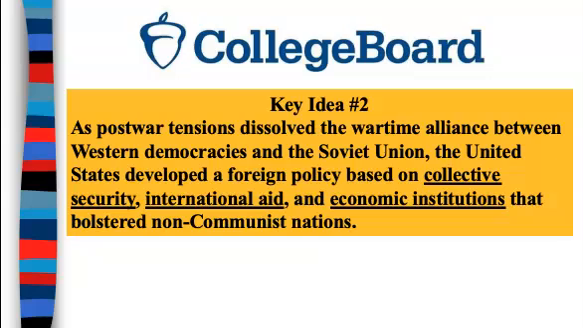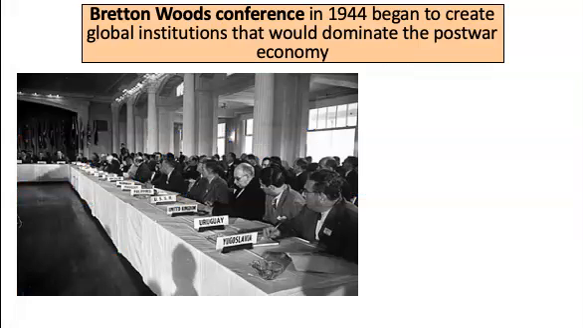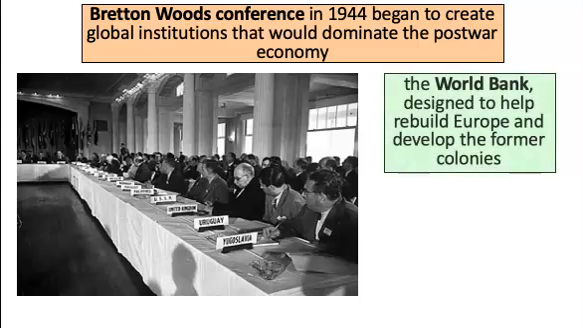Now, this actually all gets going before even the end of World War II. In 1944, there was what's called the Bretton Woods Conference. At this conference, leaders from around the world agreed to create global institutions, which would be led by the United States, helped to dominate the post-war economy, and were intentionally designed by the United States to bolster non-communist nations. This included the creation of what was called the World Bank.